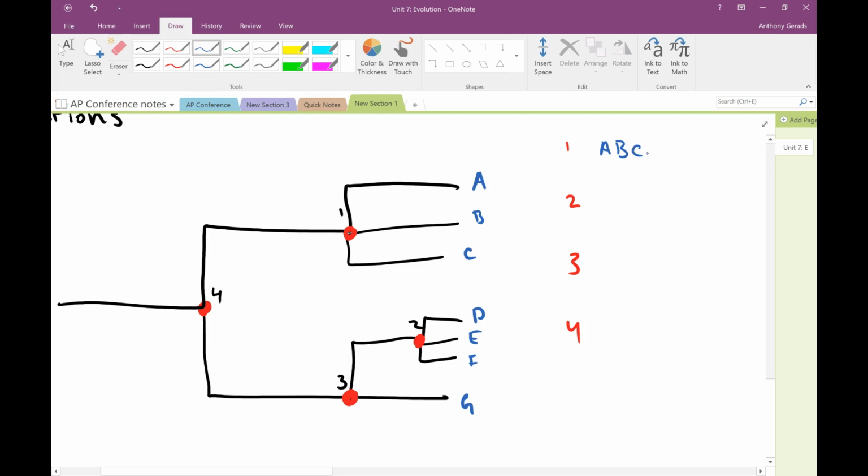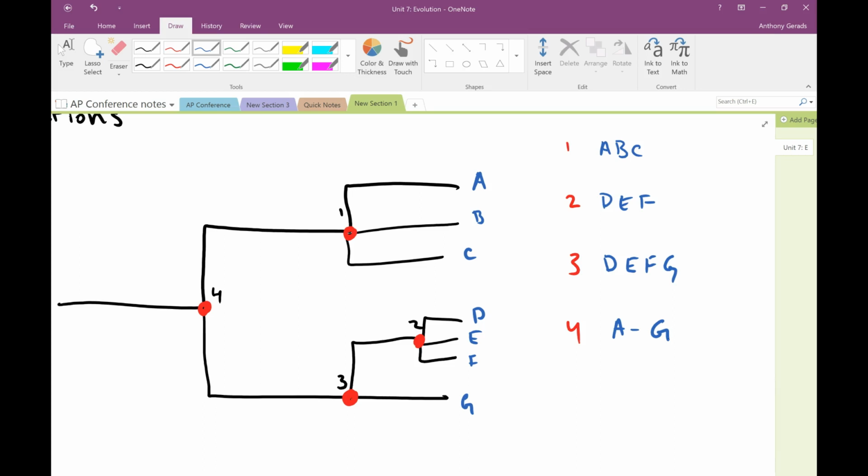So common ancestor number 2 gave rise to which 3? D, E, and F. Which organisms would have common ancestor number 3? D, E, F, and G. All right. And then finally, number 4. Which organisms would have common ancestor number 4? The ones that are graduating high school because they're A through G. Okay. So all of those have that common ancestor.